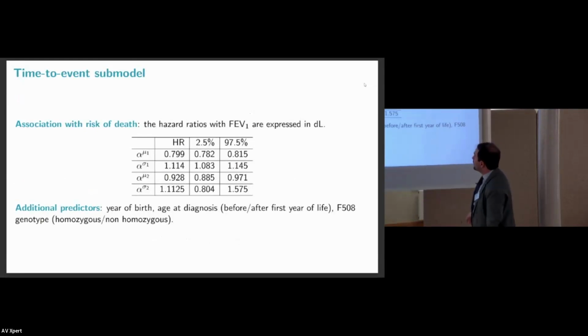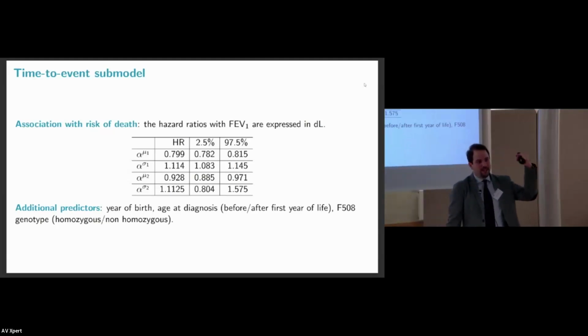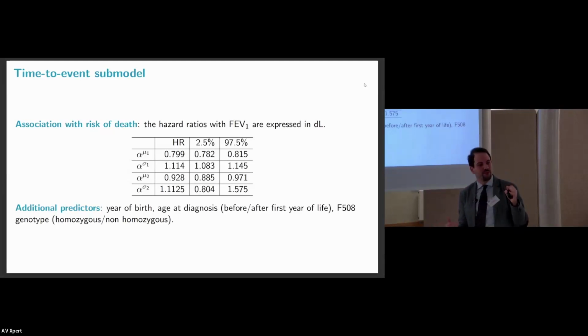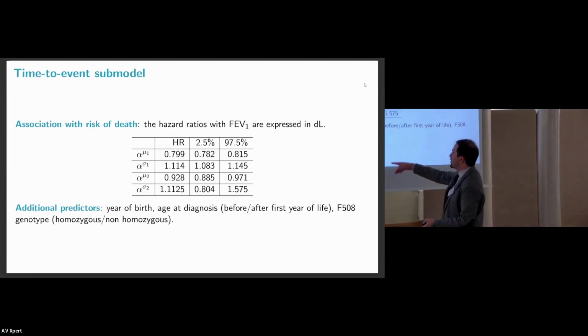This is the interesting part, I think, because we have that for both FEV1 and BMI, if their mean value, if their current value decreases, the risk increases. Am I right? Yeah. While for sigma 1, if the variability increases over time, you also have an increase in the hazard. So this is something that possibly has not been discussed before. And in this time-to-event submodel, I have also other covariates like your birth one.